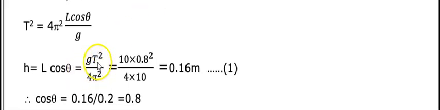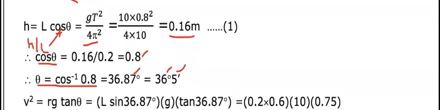What is h now? h is L cos theta, since cos theta is h upon L. So substitute that value here. This is your height. Then you will be finding h equal to g T square upon 4 pi square. Cross multiplying, substitute the values: 10 into 0.8 square, upon 4 into 10, that will be 0.16.